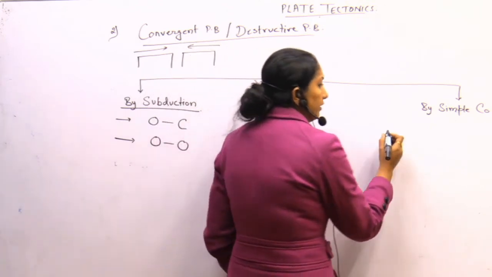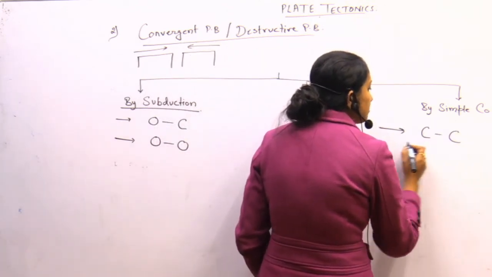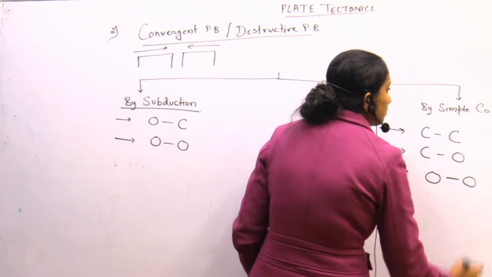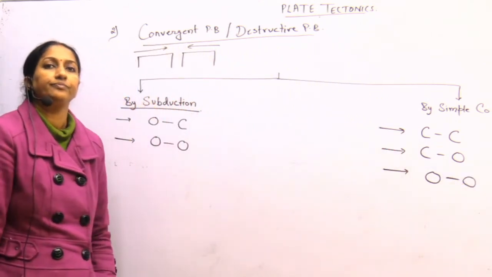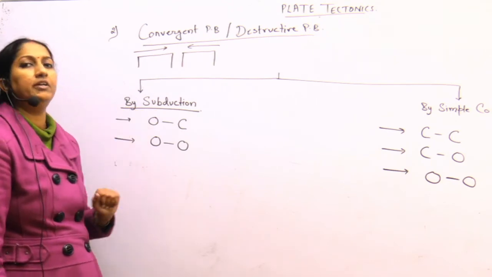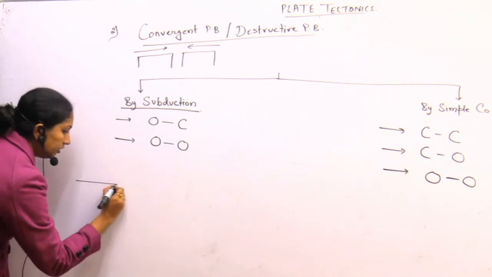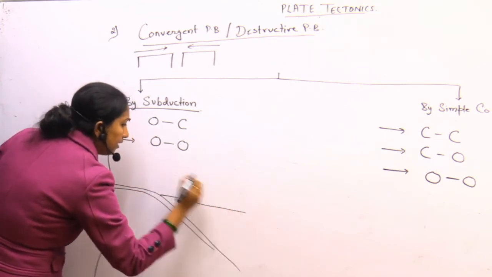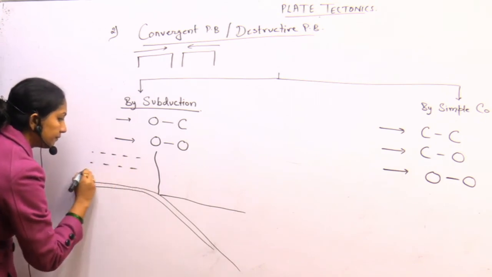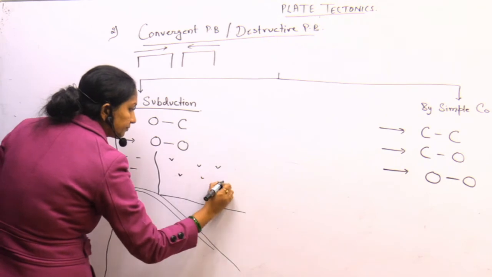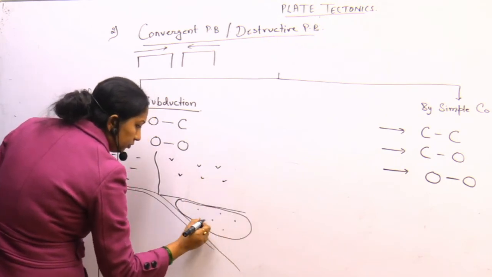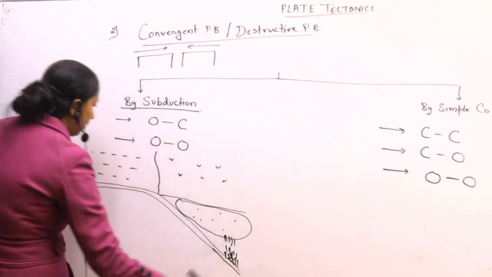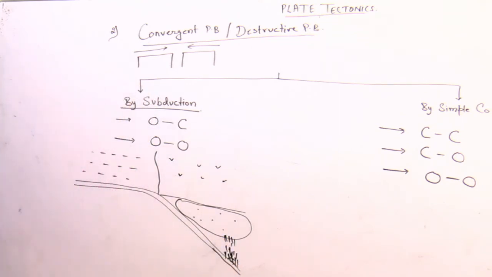While in case of collision, three cases are possible. Continental plate colliding with the continental plate, continental plate colliding with the oceanic plate, or oceanic plate colliding with the oceanic plate. When it comes to the subduction type, suppose this is the oceanic plate. This oceanic plate is subducting under the continental plate. This is the oceanic plate, this is the continental plate, lithosphere. Right? When the oceanic plate subducts, its lower part starts melting, and that will give rise to the mantle plume also. So here subduction is taking place, right?